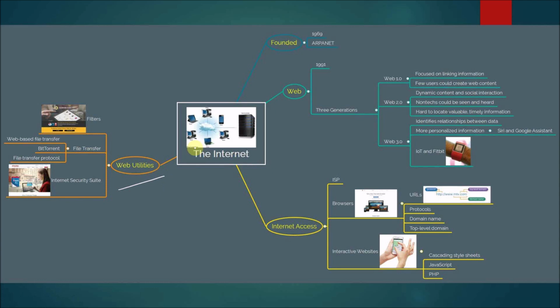Web utilities. Web utilities are specialized utility programs that make using the internet and the web easier and safe. For instance, you can have filters that prevent perhaps your children, etc., from accessing certain websites, and a security suite to prevent you from running into malware, malicious software.